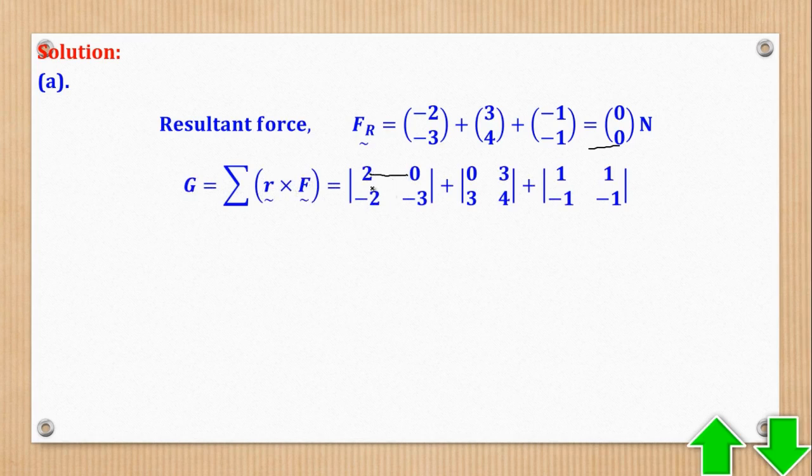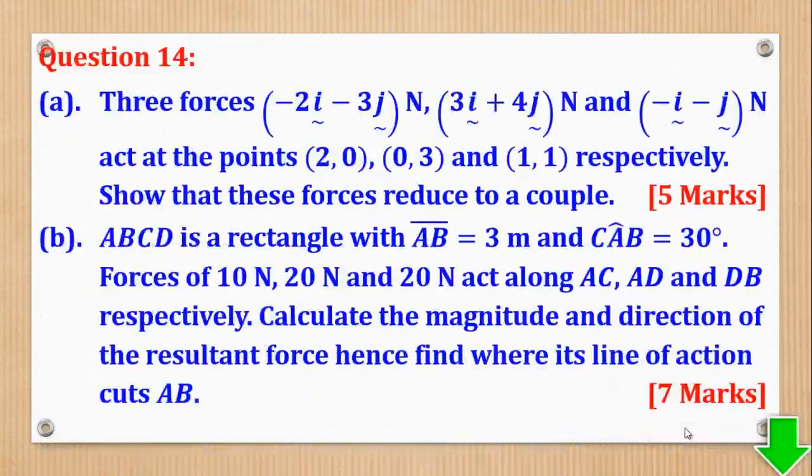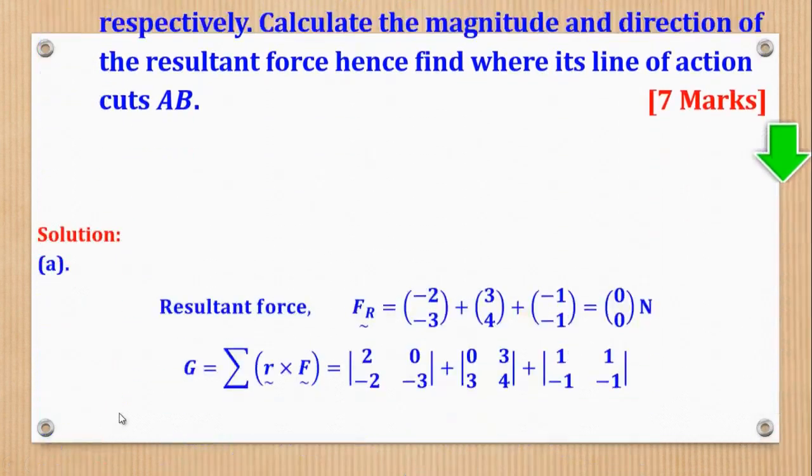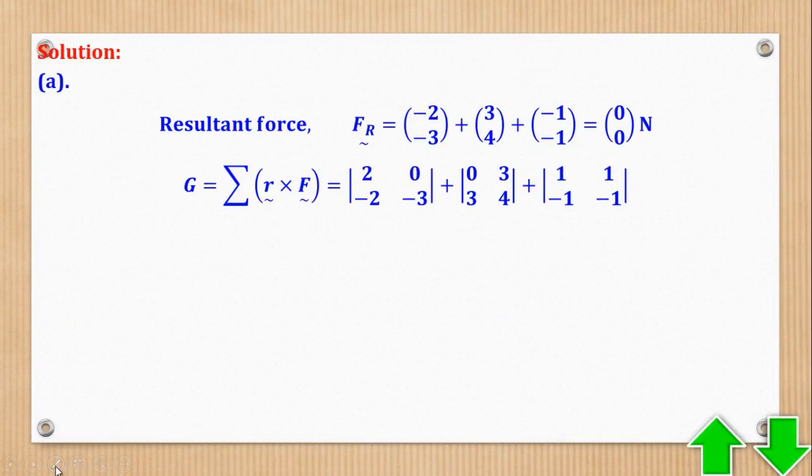So this is the coordinate. If you look at this, the coordinate is 2, 0. The force is this, coordinate is this, force is that, coordinate is this, force is that. So that is what we shall be using. We first write coordinate followed by force, coordinate followed by force, coordinate followed by force.